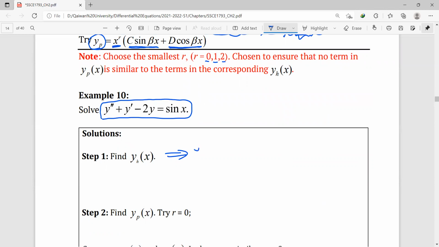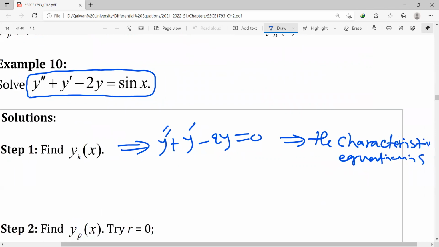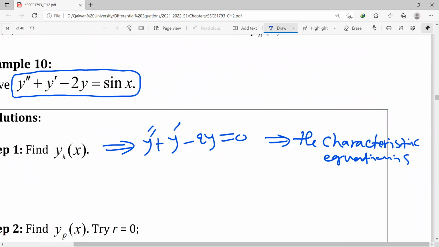The differential equation becomes y double prime plus y prime minus 2y equals 0. This is for the homogeneous part, for the homogeneous solution. The right-hand side must be 0. And then we write down the characteristic equation, where we replace y double prime by m squared: m squared plus m minus 2 equals 0.